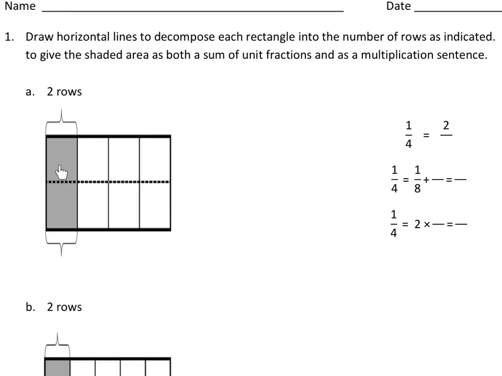And 1 out of the 4 parts is shaded. So without that dotted line there, we have 1/4. But by putting that dotted line in, we have created 2 new rows. So now we have taken the fourth, which we originally started with in this picture, and by making 2 more rows, we now have 1, 2, 3, 4, 5, 6, 7, 8 parts.